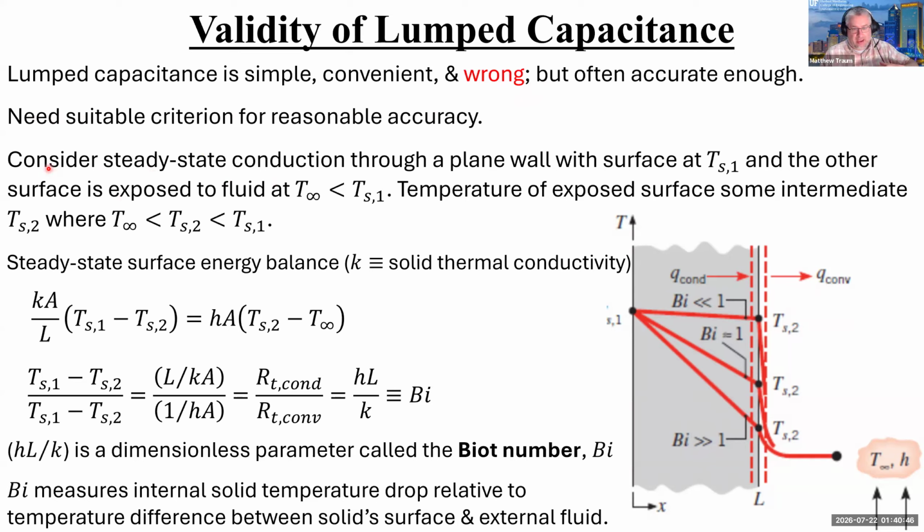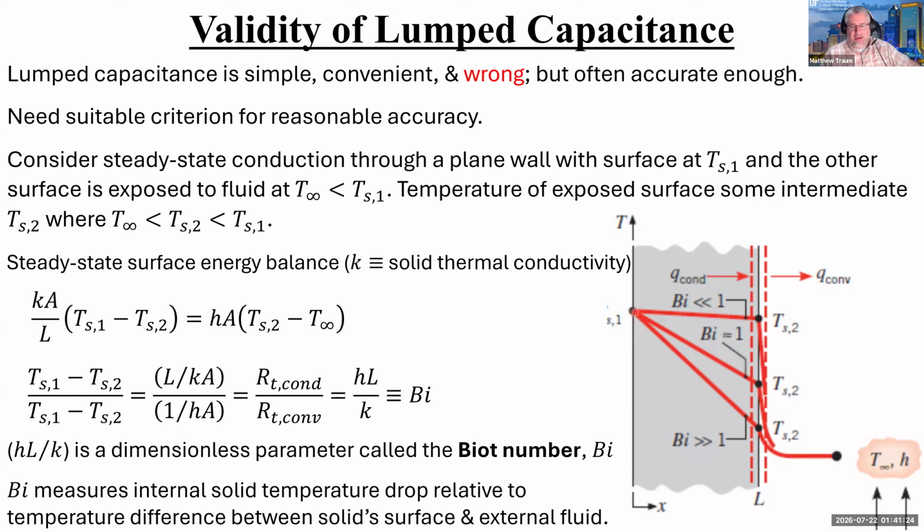Because we've been talking about temperature change with time, so let's go all the way back to a steady state conduction problem through a plane wall. This feels counterintuitive, but it'll make sense in a second. Remember, in this situation, it has one surface that's far away from the surface of interest, which is at TS1. The other surface is exposed to fluid at T infinity, right? So I've got TS1 over here, and then I've got fluid flowing here at T infinity.